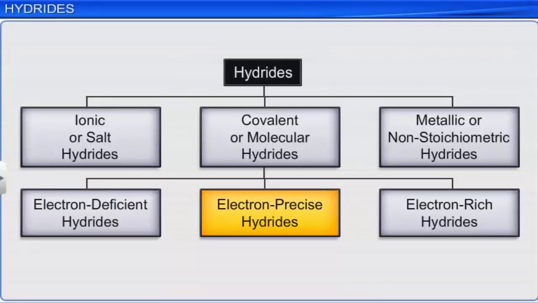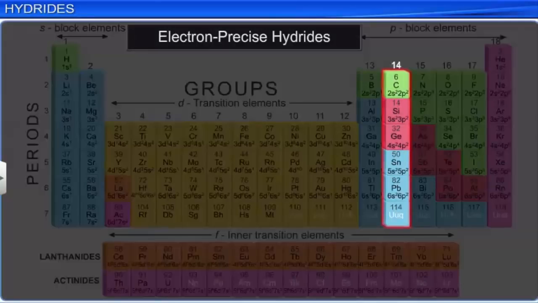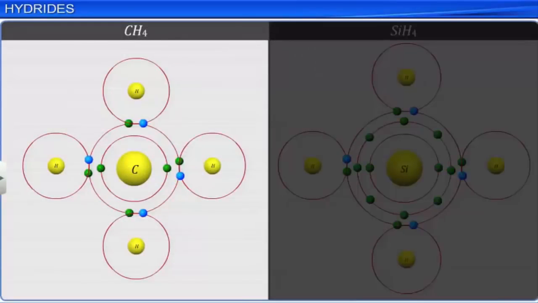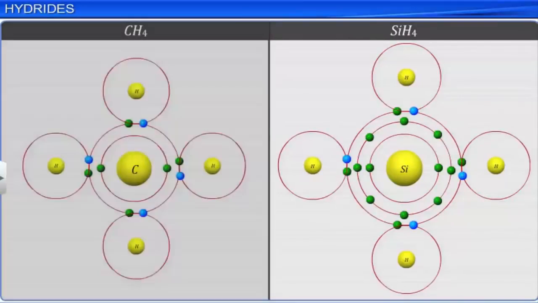Electron-precise hydrides have the required number of electrons to write their Lewis structure. In other words, they have a complete octet and are formed by the elements of group 14. For example, in methane CH4 and silane SiH4, both carbon and silicon have 4 electrons in their outermost shells and form 4 covalent bonds with 4 hydrogen atoms to complete their octet.